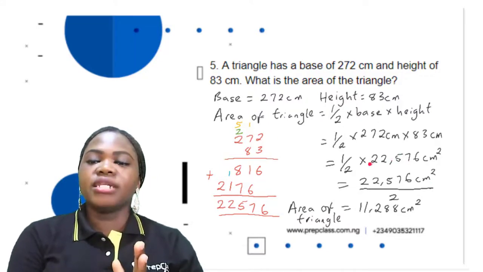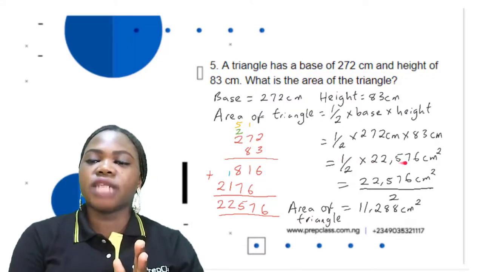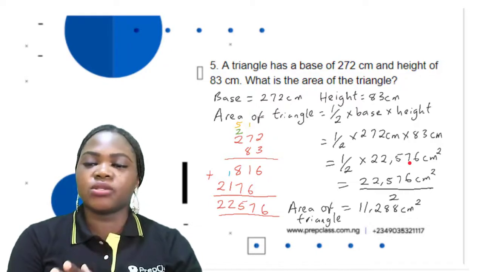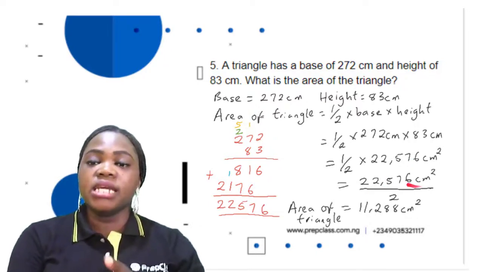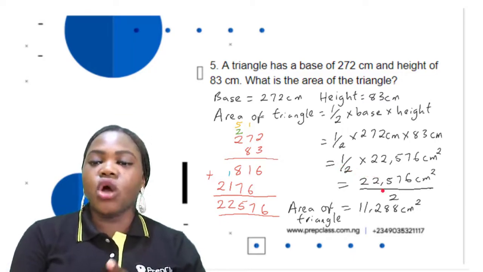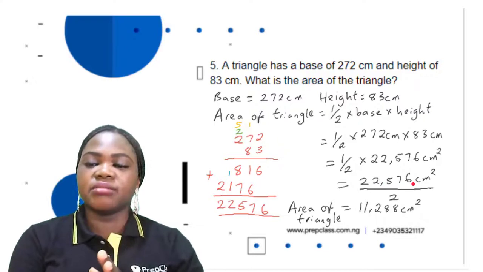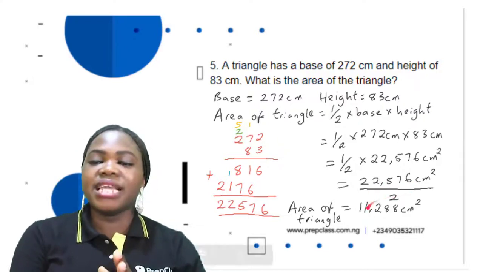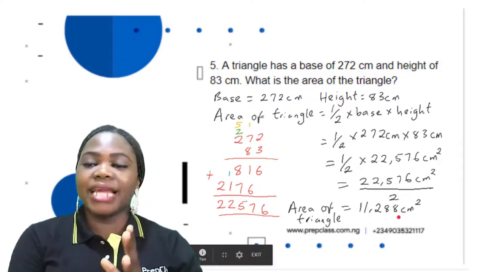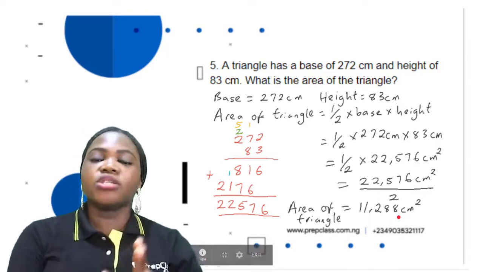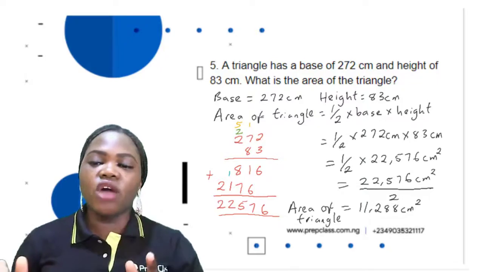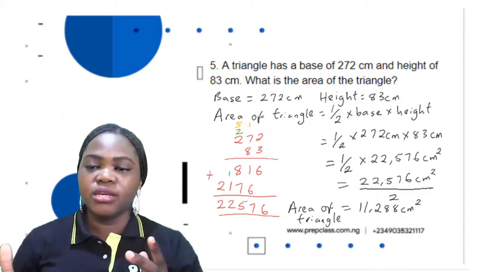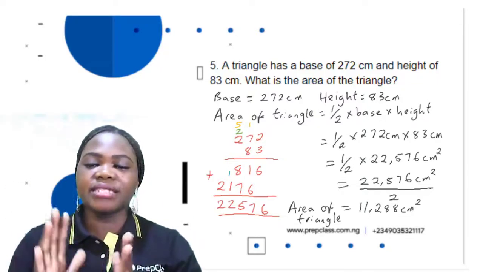Okay, so now let's multiply by half. We would have 22,576 centimeters square divided by 2. So if you do your division, 22,576 centimeters square divided by 2 is 11,288 centimeters square. So the area of this triangle is 11,288 centimeters square. Okay, so that's the correct answer.